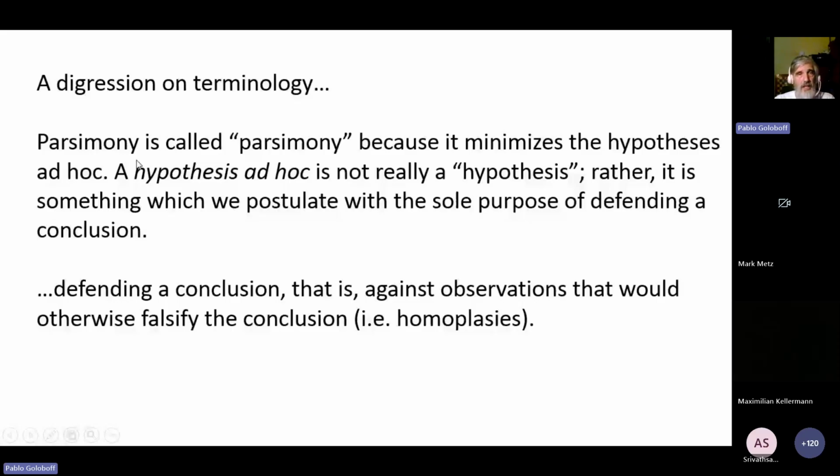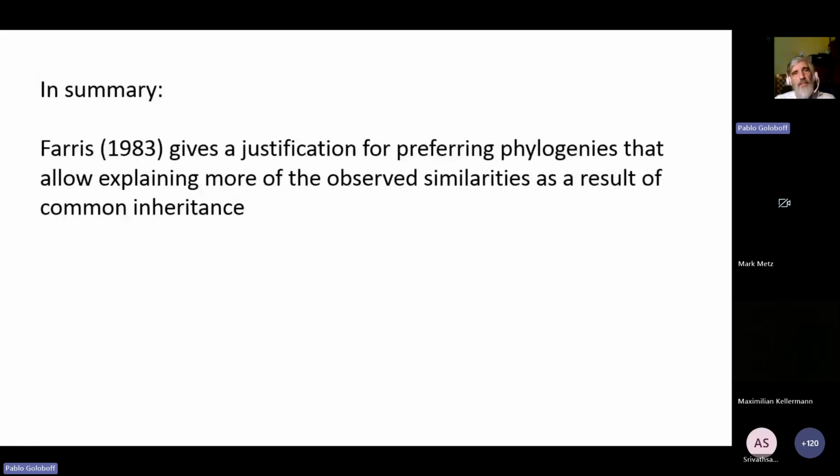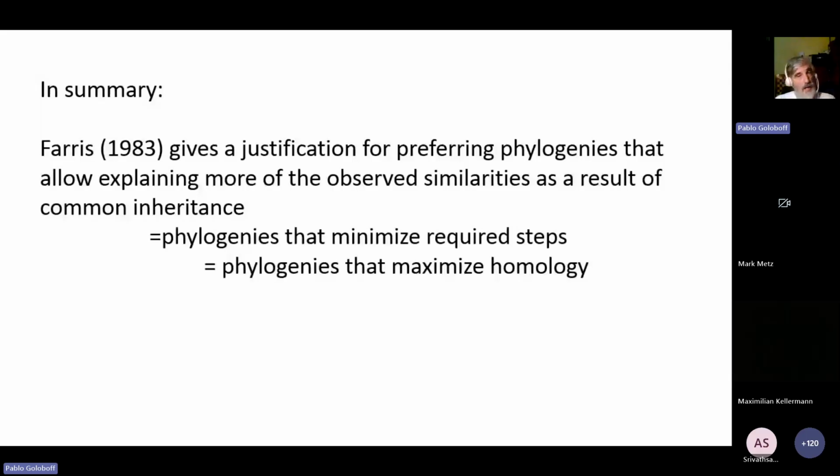So in summary, Farris in 1983 gives a justification for preferring phylogenies that allow explaining more of the observed similarities as a result of common inheritance, and that amounts to choosing phylogenies that minimize the steps required to account for the data, and that amounts, by definition, to choosing phylogenies that maximize homology.